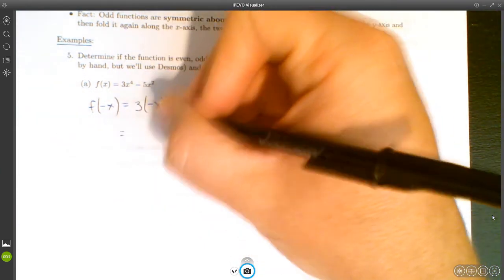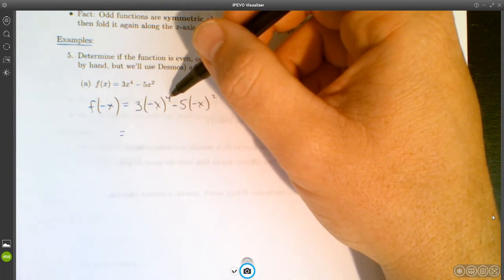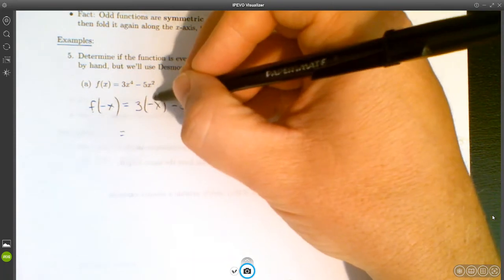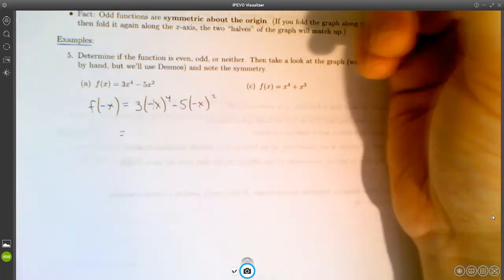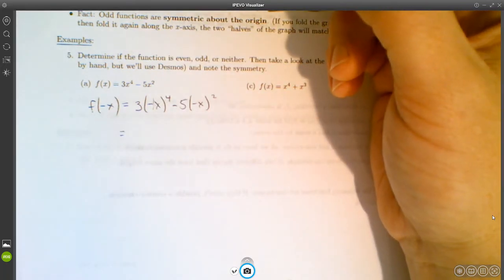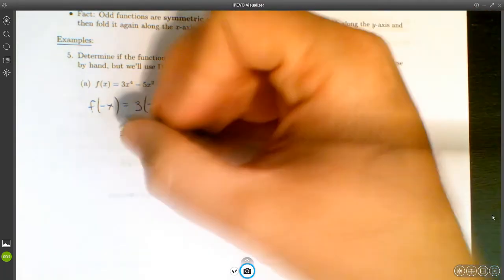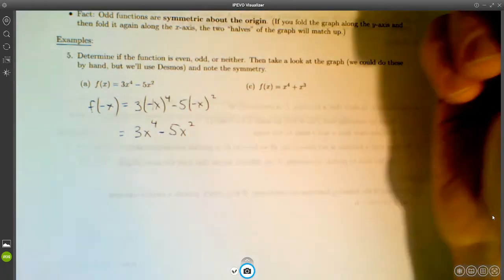We have negative x to the fourth. You can distribute exponents across multiplication. I'm thinking of this as negative 1 times x. So if I distribute the 4, I'm going to have negative 1 to the fourth power. Now, negative 1 to the fourth power is just positive 1. So saying negative x to the fourth power is the same thing as saying positive x to the fourth power. This is just 3x to the fourth power. And the same thing here: negative x squared is just the same thing as positive x squared. So this is going to be minus 5x squared.